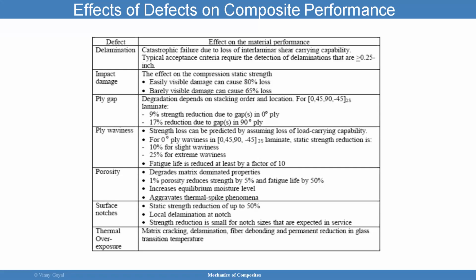Then you have impact damage, where some amount of damage could occur because, say, somebody drops a tool, like a hammer, onto the composite. That tool can cause some damage on the surface, and that's going to cause some issues. That can reduce the strength of the composite by 80% if you can see it very easily, 65% if it's barely visible, which is crazy, but it can happen. Now, I'm not saying it's exactly 65%, I'm saying up to 65%. So it can be a very small amount of loss. It doesn't have to be that much.